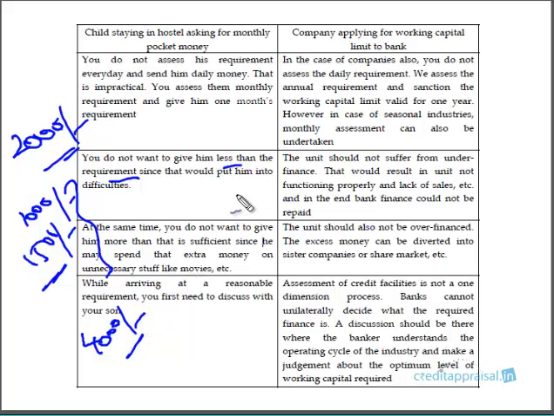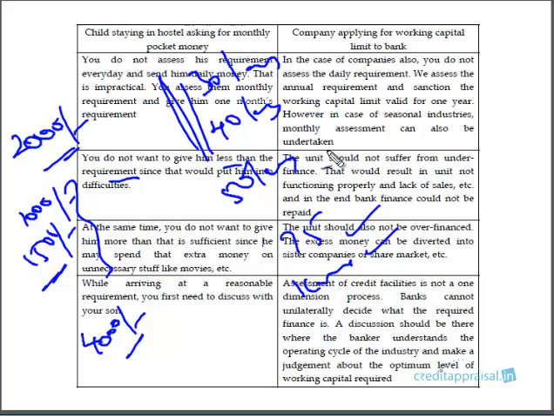If a very reasonable working capital limit requirement for the company is 50 lakhs, you should see that you don't sanction 75 lakhs or 1 crore. This is right, but at the same time you should not get into a situation where you underfinance the company. Because if the unit is underfinanced, it will not be functioning properly. The turnover won't be to the expected level, and ultimately your repayment will also be affected.